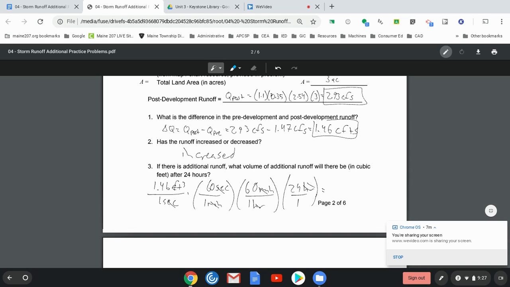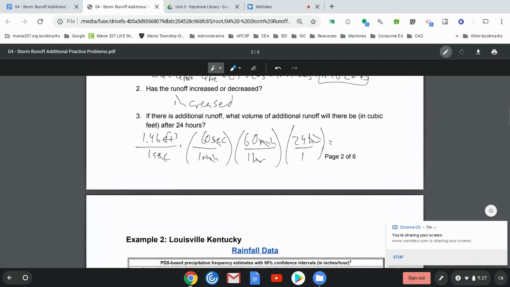And then you could figure out the volume of your detention basin if you needed to. You multiply this all out: 1.46 times 60 times 60 times 24, and you get approximately 126,144 cubic feet of water that you would need to store temporarily on site before letting it drain out somewhere.